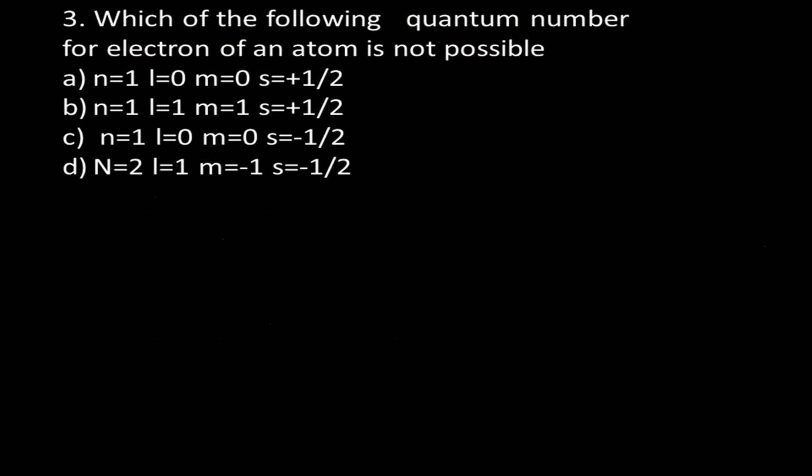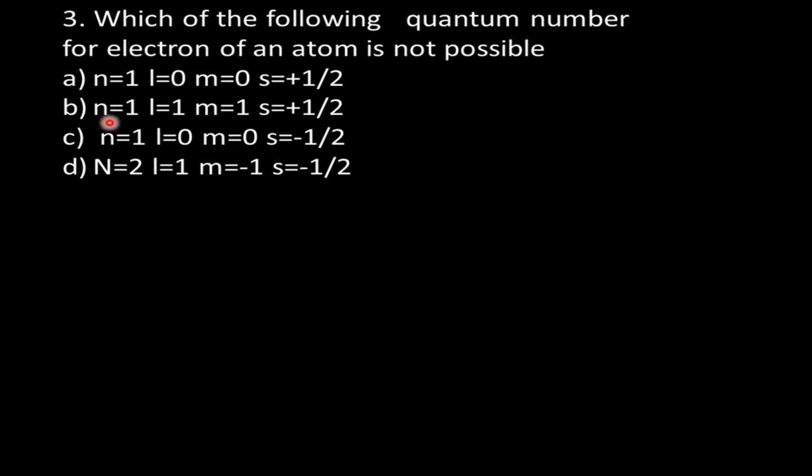Which of the following quantum numbers for an electron of an atom is possible? Let's see. For n equals 1, l equals 0, m equals 0, s equals +1/2. Now we know that n equals 1 means that this is the first energy level we are dealing with. And this first energy level has one sublevel, which is the s, which is correct. And this sublevel only has one orientation or one orbital, which is m equals 0, which is correct. And it can take in 1 or 2 electrons, which is correct as well. So option A is correct.